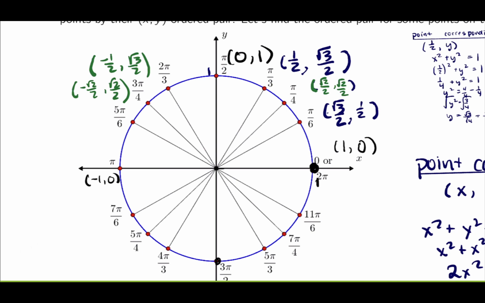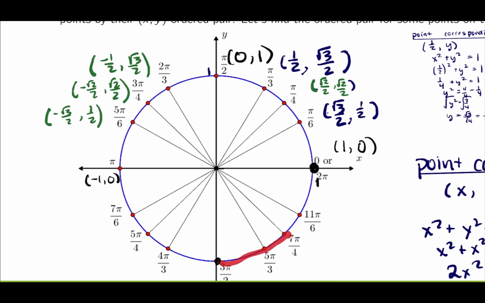To get to 5 pi over 6, it's a lot like how we got to pi over 6, but instead of going right root 3 over 2, I'm going to go left root 3 over 2, giving me a point of negative root 3 over 2, comma, 1/2. And now we have all the angles in my second quadrant.